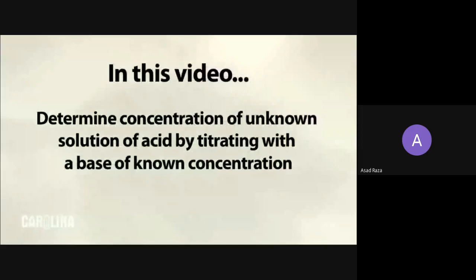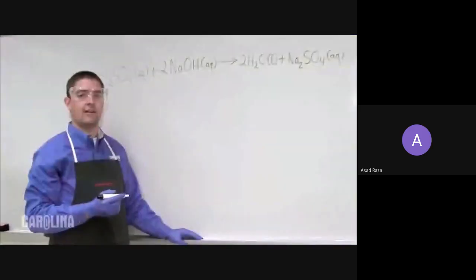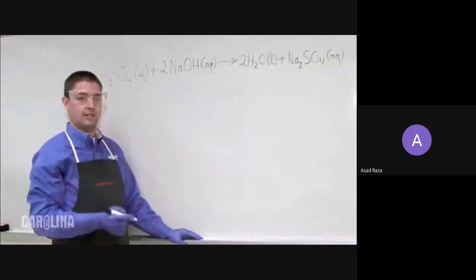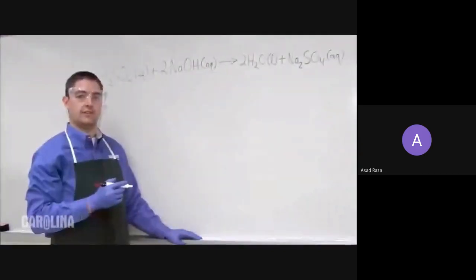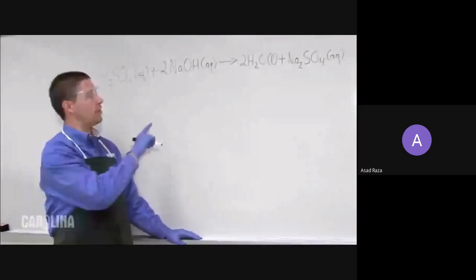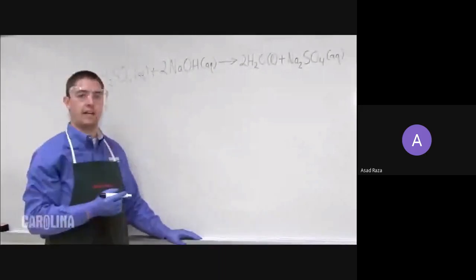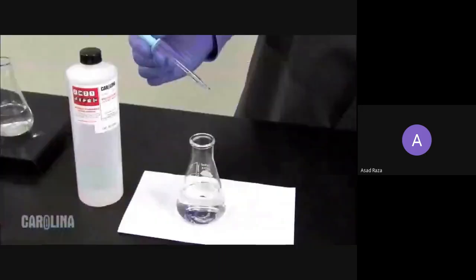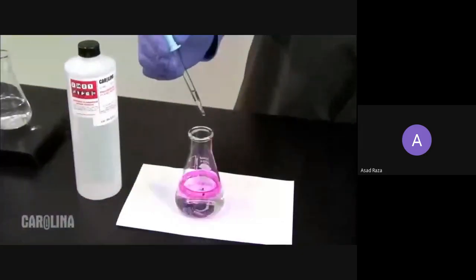All titrations begin with a balanced chemical equation. In our case, 1 mole of sulfuric acid is neutralized with 2 moles of sodium hydroxide, our base. Phenolphthalein is the optimal indicator for this reaction. It is colorless in acidic solution and bright pink in basic solution.